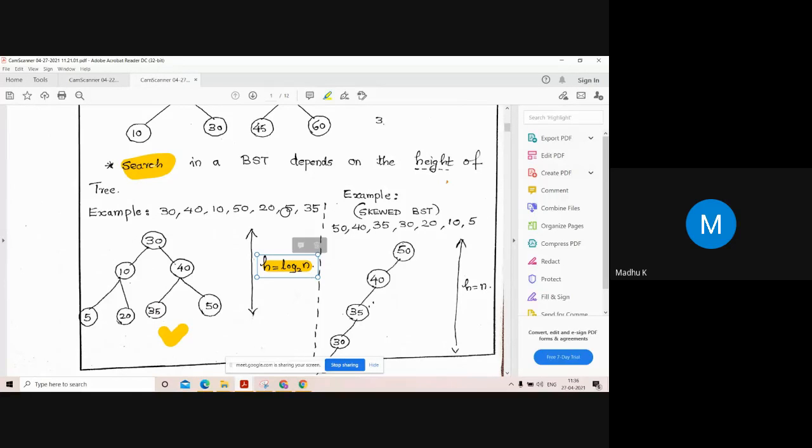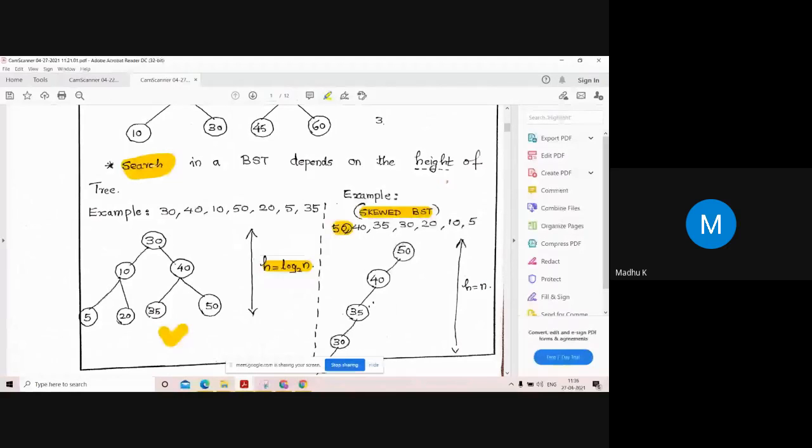But the problem of a BST is that it can be a skewed BST. For example, suppose you want to insert the data in this order: 50, 40, 35, 30, that is in descending order, or in ascending order. Then the tree will be like this.